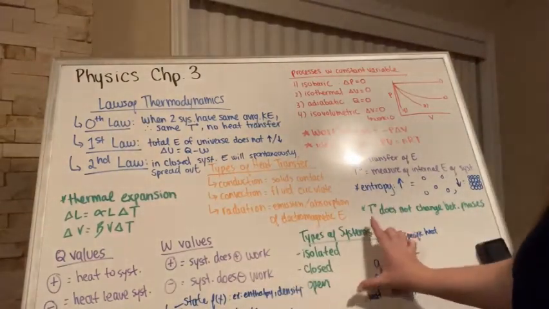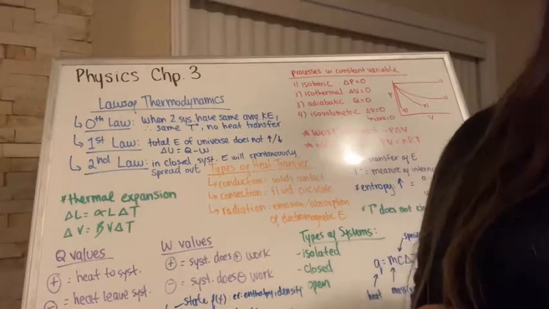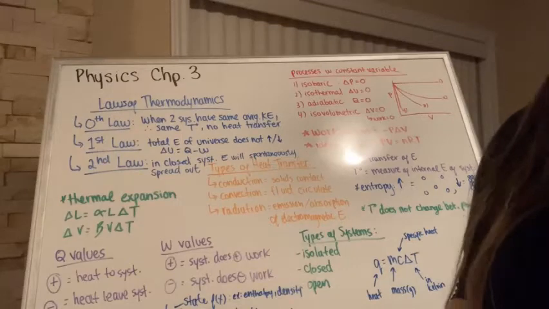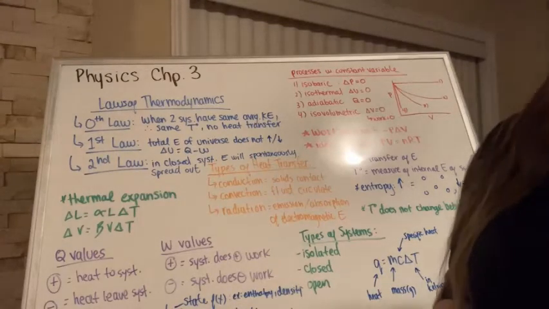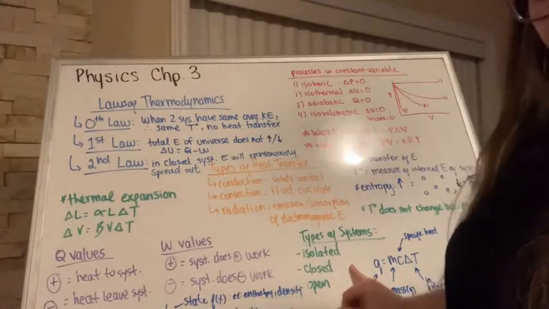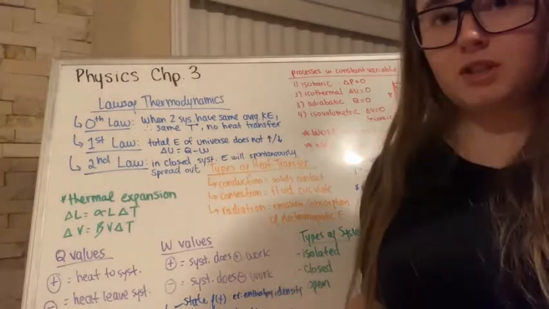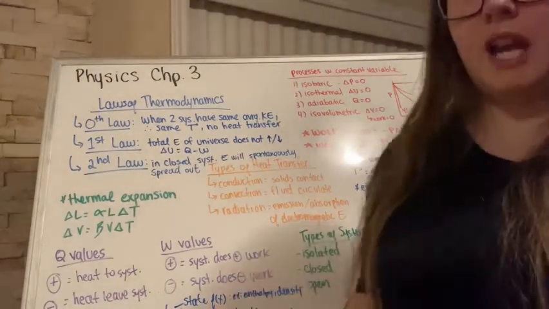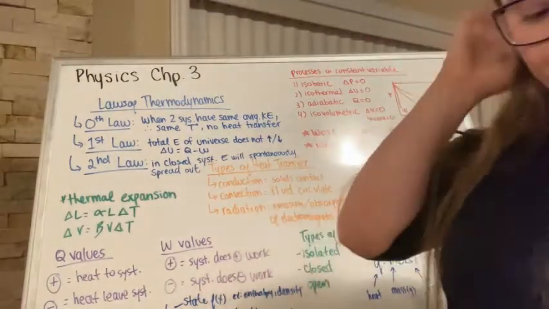Okay, and then we also have types of systems. We have an isolated system that does not exchange energy or matter with its surroundings. We have a closed system that exchanges energy but not matter with its surroundings. And then we have an open system that exchanges both energy and matter with its surroundings.